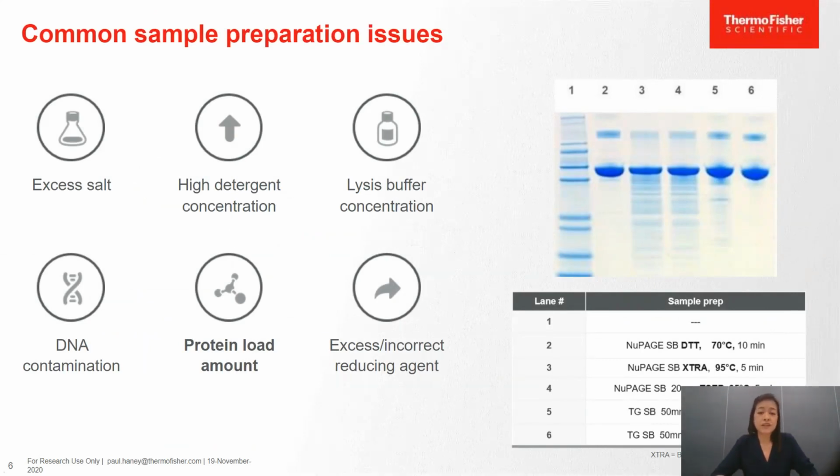Even before beginning the Western blotting process, it is important to consider how you are preparing your protein sample. Common sample preparation issues include excess salt, high detergent concentration, incorrect lysis buffer concentration, DNA contamination, incorrect protein load amount, and excess or incorrect reducing agent. Of these issues, the most common problem for accurate quantification is using excess protein load amount.